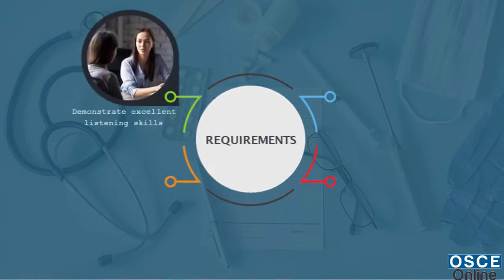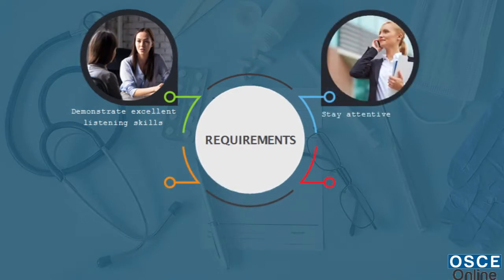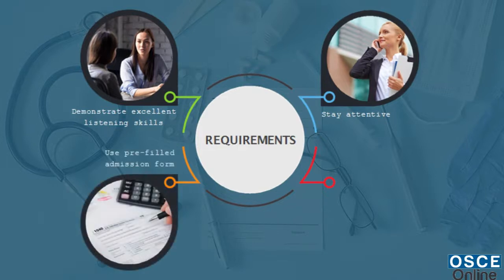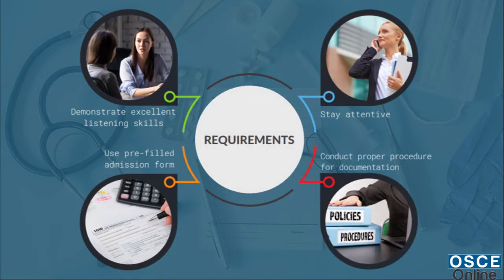You must demonstrate excellent listening skills and respond to their problems or concerns. Also, clarify and check information and summarize your understanding. Listen and pay attention carefully when the examiner is introducing the station to you, or you may miss some vital information. Use a pre-filled admission form to help provide you with a structured and systematic approach to assessment. Take the patient's clinical observations and record them on a National Early Warning Score, NEWS, or Glasgow Coma Scale, GCS, chart within 15 minutes to pass.